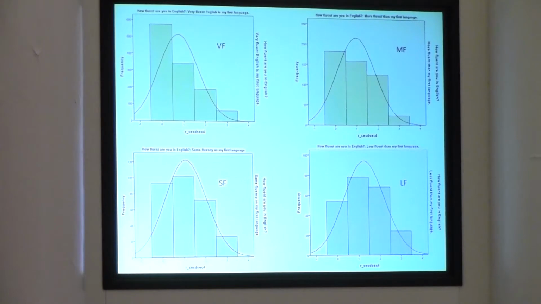What we have in the upper left are the very fluent in English, upper right, more fluent in English than my first language. In the lower left, same fluency in English as my first language, and on the lower right, less fluent in English than my first language. So what you see is definite differences in the distributional form as a function of language fluency. Yes, we can look at location, but looking at other parameters of the distribution should also be informative.